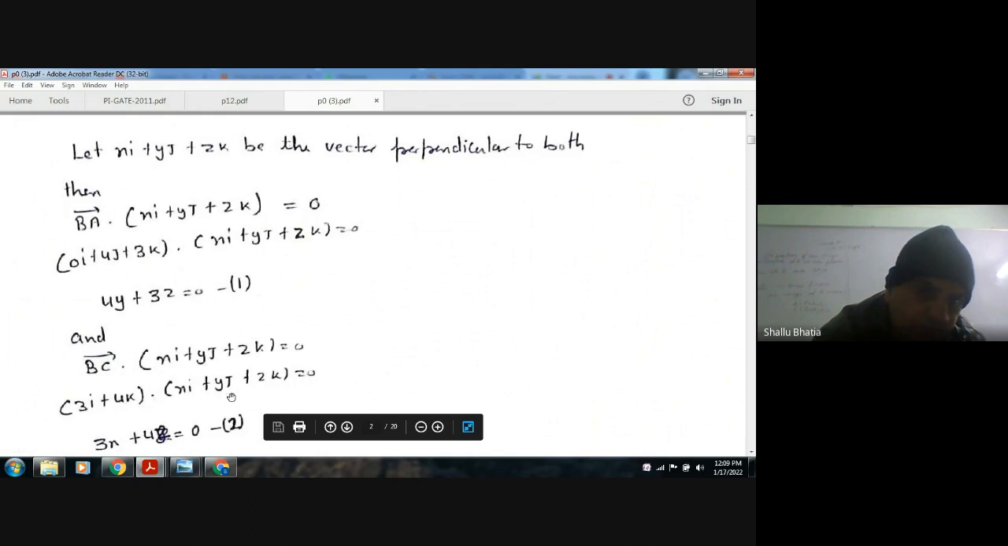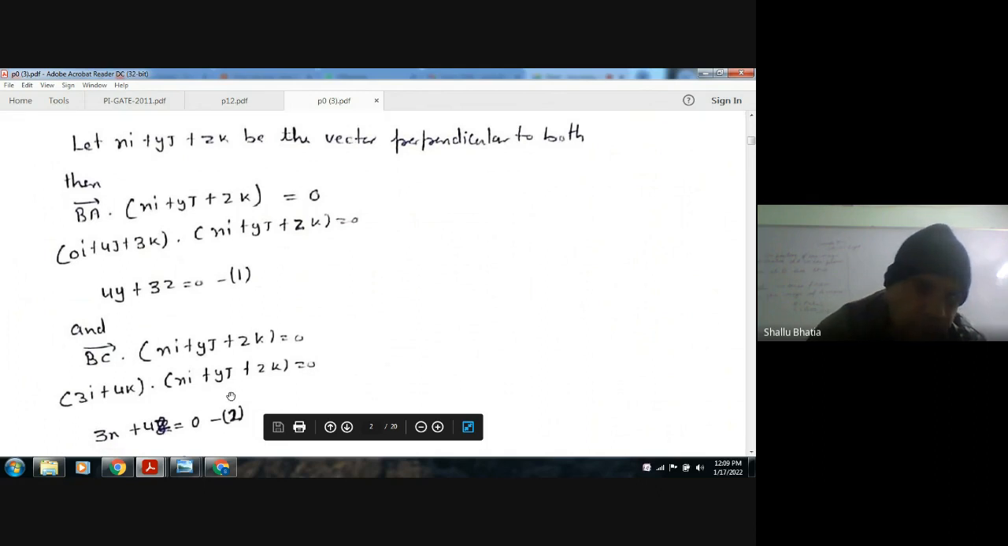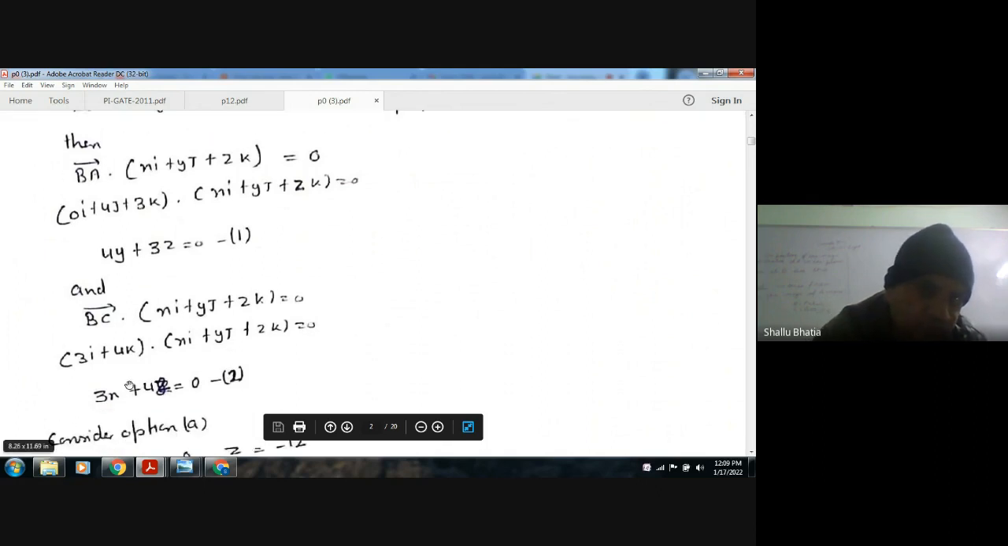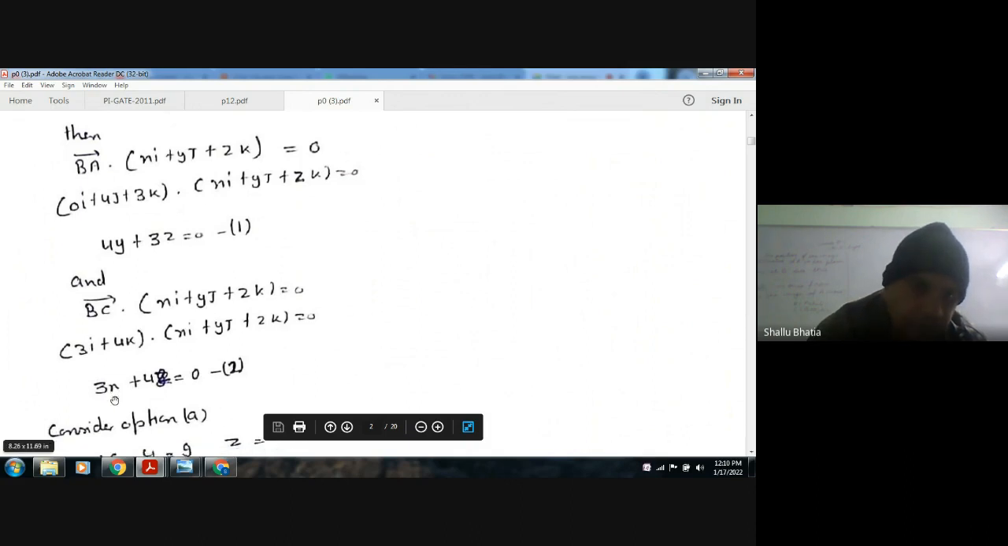So it is 4z, and for yj there is no j coordinate, or no y coordinate, so it will be 0. So 3x plus 4z equal to 0. We have two equations: the first equation is 4y plus 3z, and the second equation is 3x plus 4z. Now check option by option.